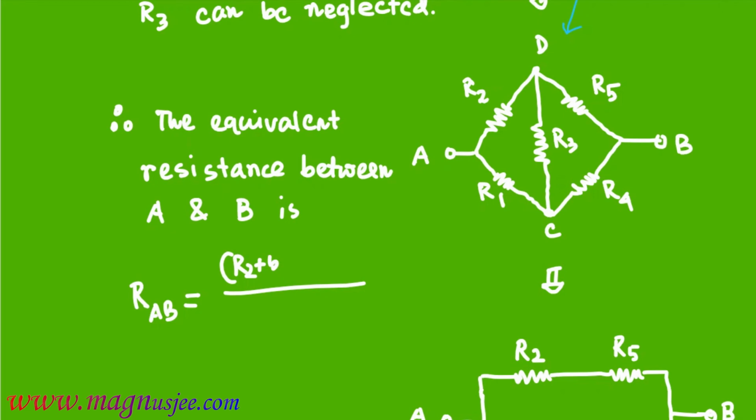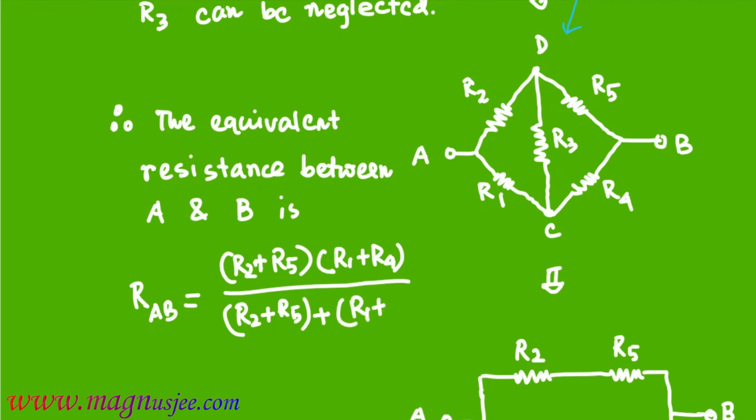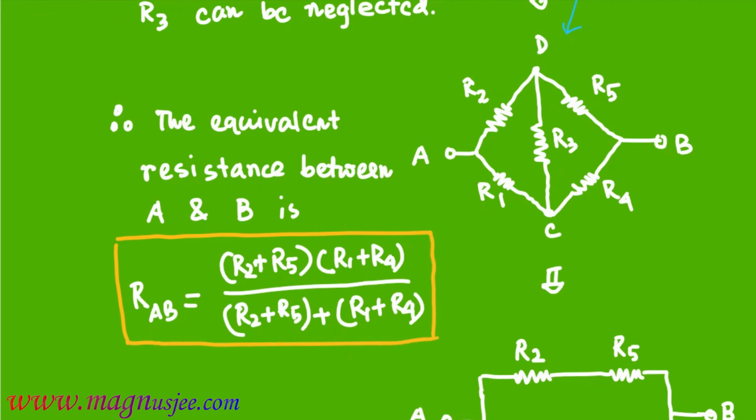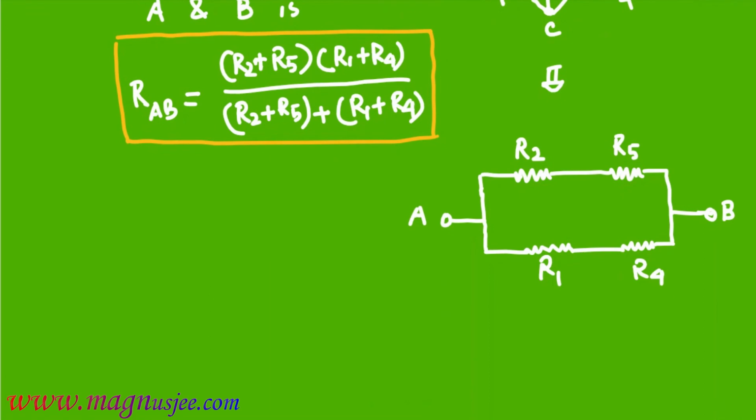That's why R2 plus R5 into R1 plus R4. R1 and R4 are also connected in series combination. Divided by R2 plus R5, bracket closed, plus R1 plus R4, bracket closed. Here the equivalent resistances of R2, R5 and R1, R4 are connected in parallel combination. So we get the equivalent resistance between A and B.